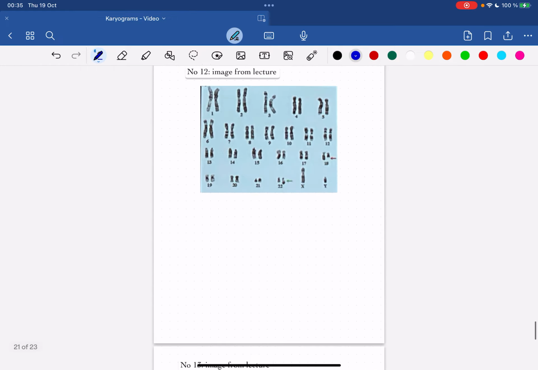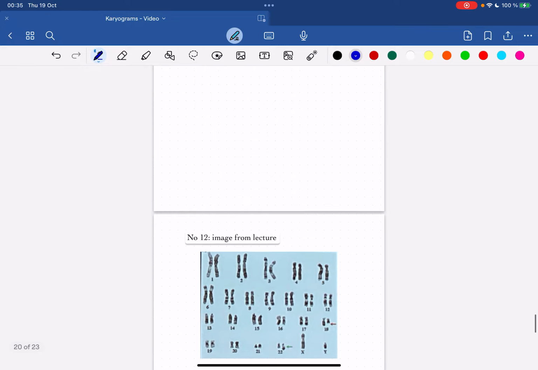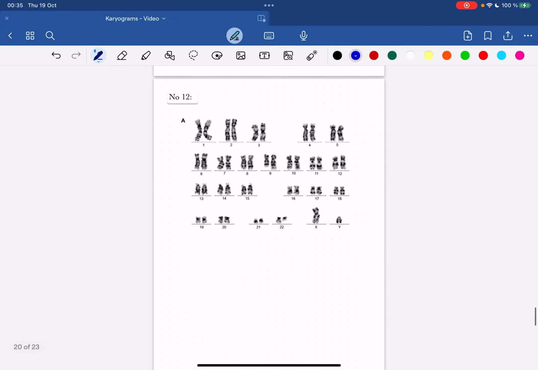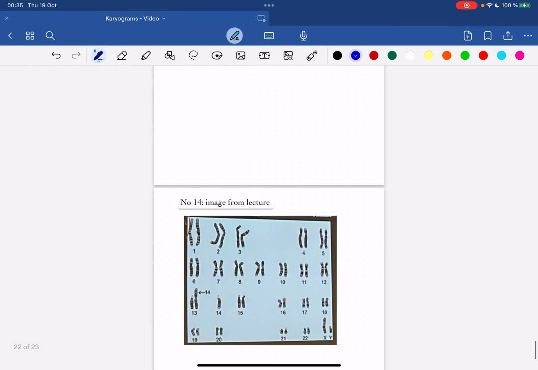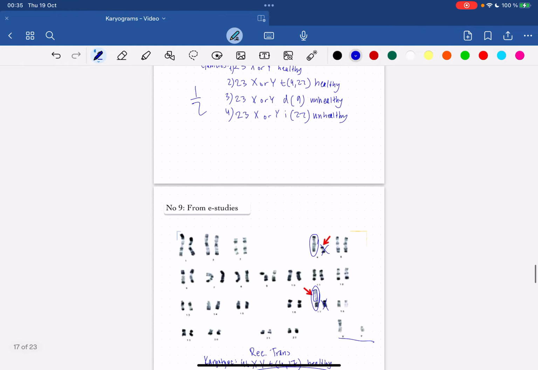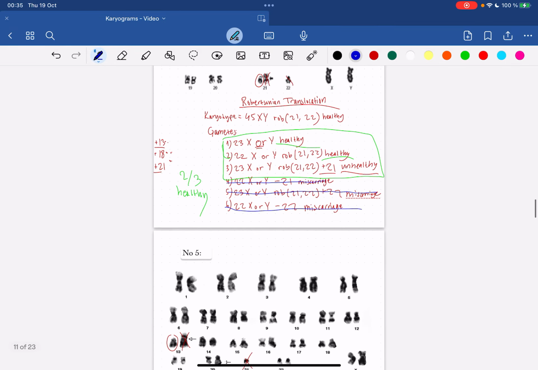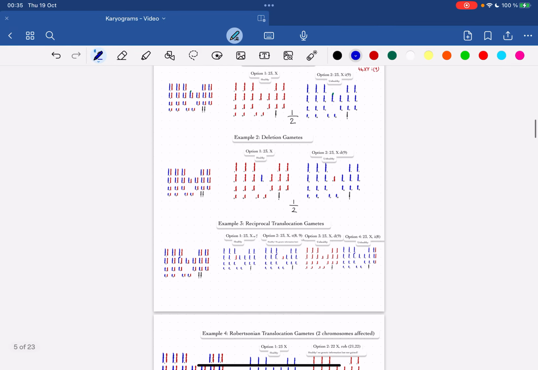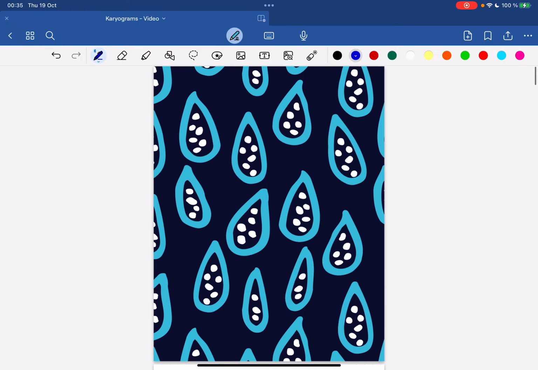Number 11, 12. 2 12s. And 13 and 14 I will write in the answers here, so you guys can look through it, but it's the same principle over and over and over again, okay?